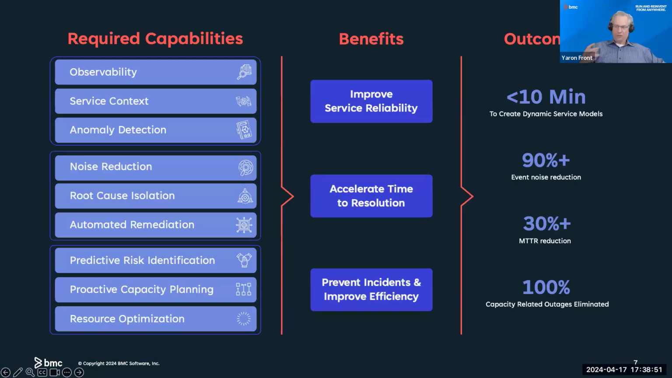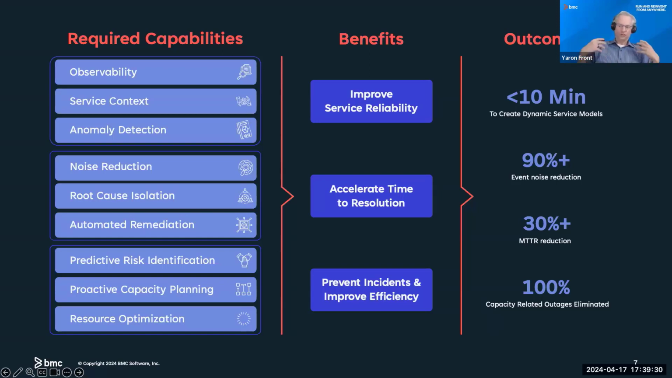So the required capabilities that we're going to actually see in practice today are observability. So how do we get all the information in? Having service context, which is critical for AIOps. It's the ability to detect anomalies, reduce noise, find the root cause. So isolate what the root cause of a problem may be. Automatically remediate. So automation is key. Business today is bigger and faster than humans can actually manage by themselves.